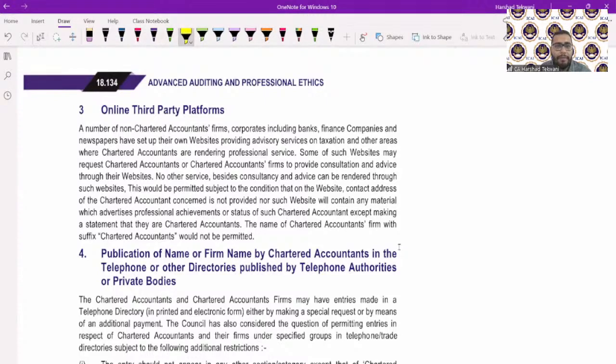So you need to make sure, if a chartered accountant firm is involved in providing such advisory, the contact address of the chartered accountant is not required to be provided. Advertisement of professional achievements should not be there, so don't do such advertisement. The name of the chartered accountant firm with the suffix chartered accountant would not be permitted. Means I can only write the name of the firm, but I cannot write XYZ and Associates, Chartered Accountants. No, not allowed. So these are the things you need to take care of while there are online third-party platforms where you are providing the advisory services.